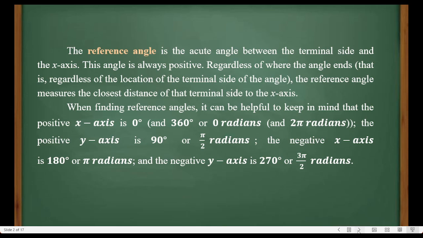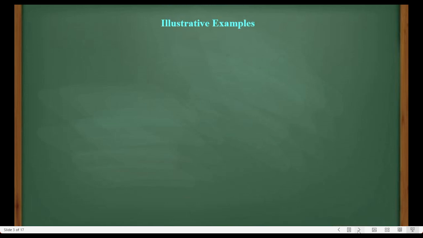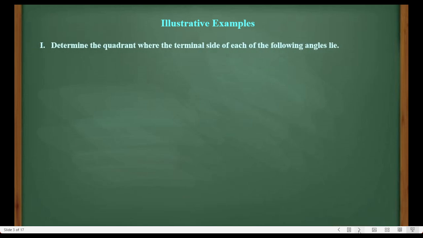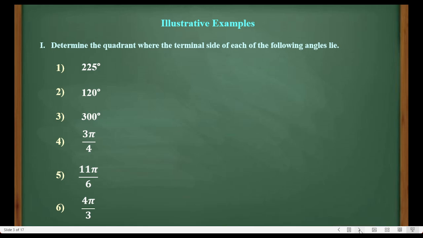Now, let us consider the next slide for the illustrative examples. Okay, we are asked to determine the quadrant where the terminal side of each of the following angles lies. So I have here 6 items and the given 6 angular measures. Each one of them, let us try to identify the quadrant where the terminal side lies.